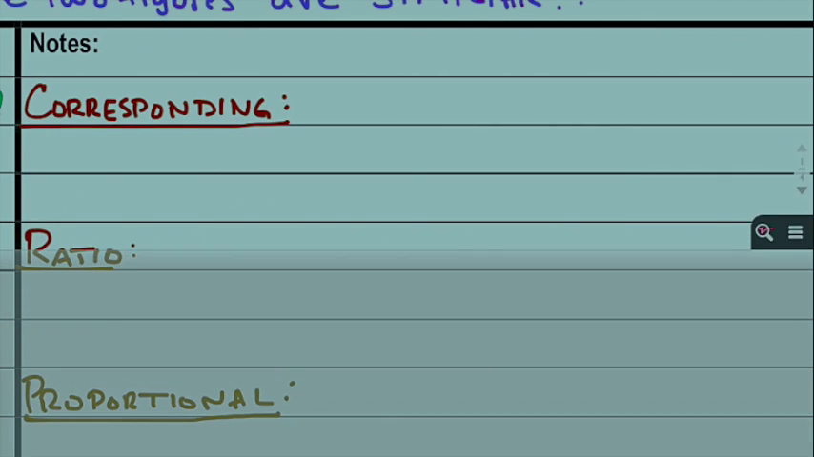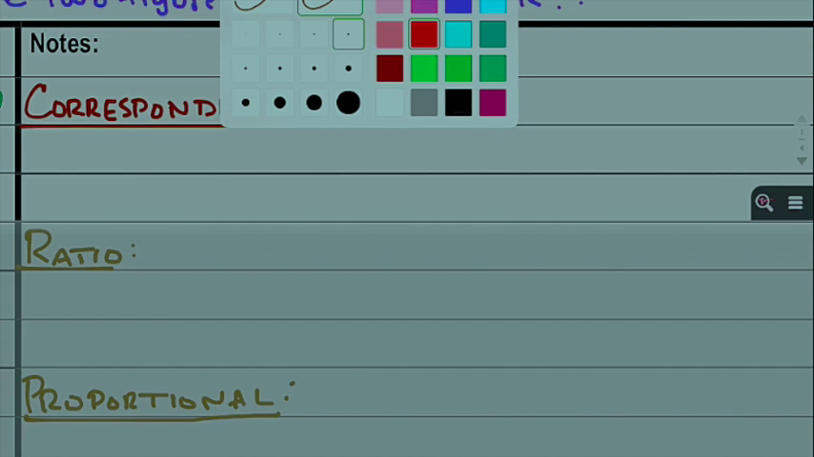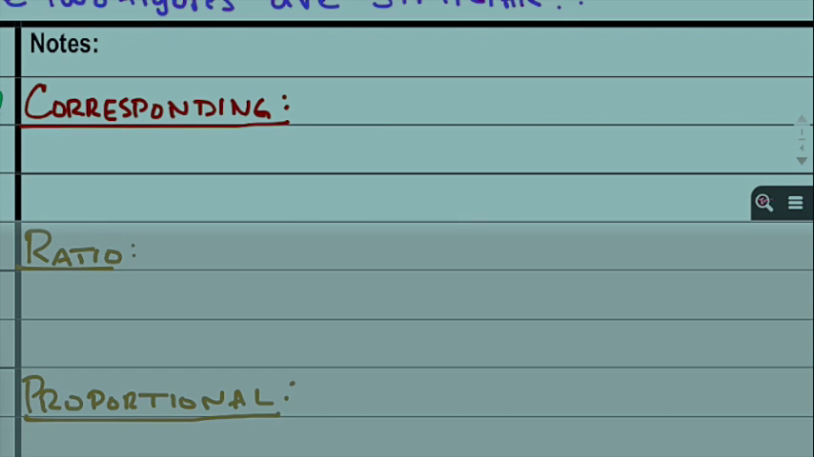So corresponding is not something that's new to us. It's actually something we handled last semester. But corresponding just refers to two things that are in the same general position. And let me go ahead and write that out. You might want to fast forward a few seconds.